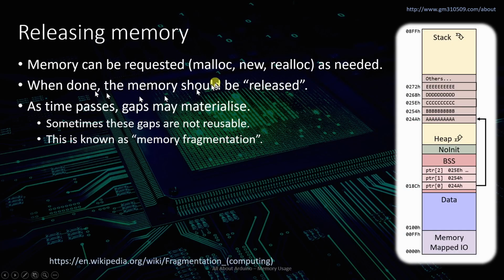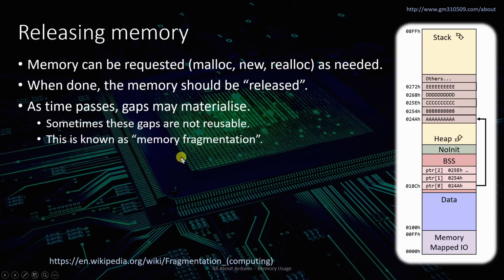Okay, so as I said, we can request memory as we need it. When you're done with it, the memory should be released. As time passes, though, that may cause gaps in the memory block to appear. And sometimes those gaps are not reusable. I'll look at that in particular when I look at the string and how it works. And this is known as memory fragmentation. The system tries to reuse them as best as it can, but it's not perfect, and you can lose memory, and that can create a problem.